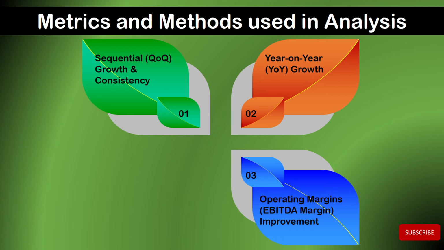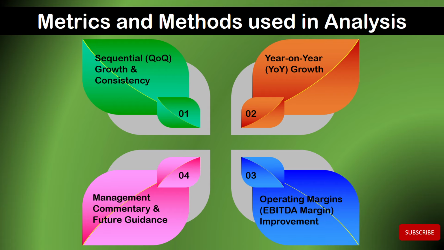This metric looks for companies that report year on year and quarter on quarter margin expansion, especially in inflationary environments where cost control is paramount. Okay, and the fourth metric which I have used is the management commentary and future guidance. This is arguably the single most important metric. The official statement and guidance provided by the CEOs, CFOs during the post earning conference calls and press release.